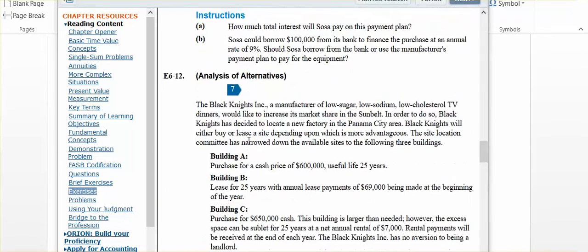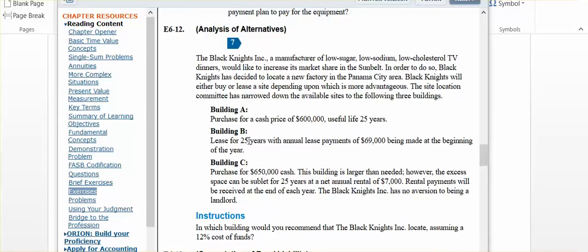Okay, so now we're on exercise 6-12. The Black Knights is a company that's trying to get a new building, right? They need this building, and they have three options. They can buy a building outright for $600,000, they can lease a building for $69,000, or they can purchase a building that's bigger than they need for $650,000 cash and then rent part of it that they don't need.